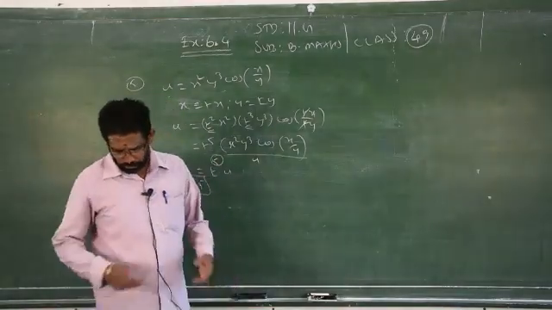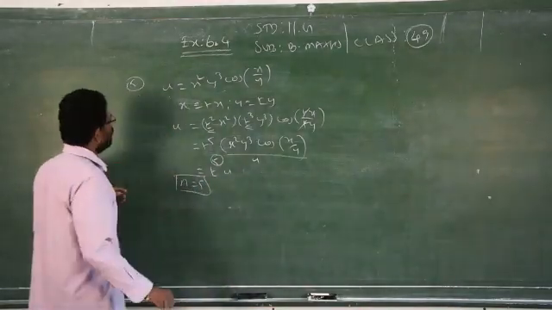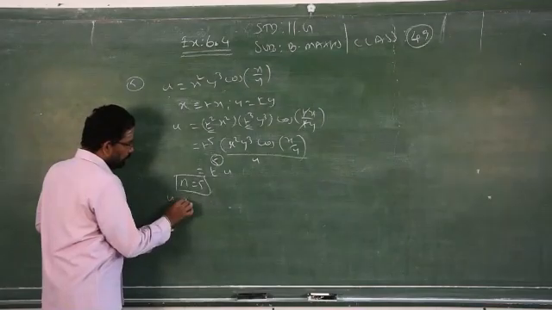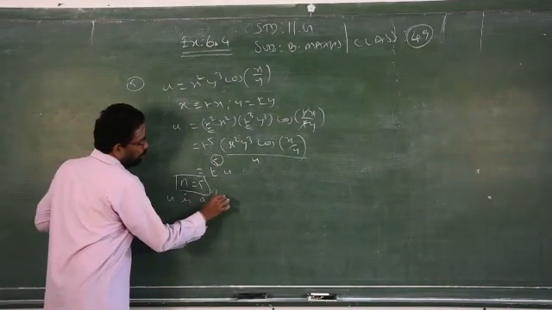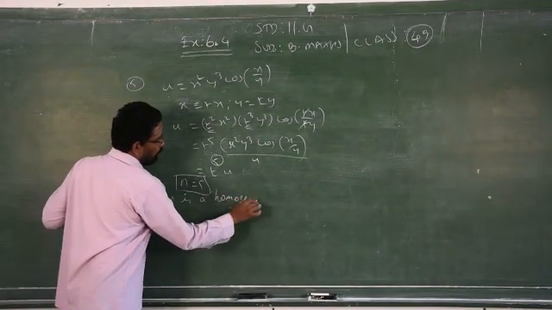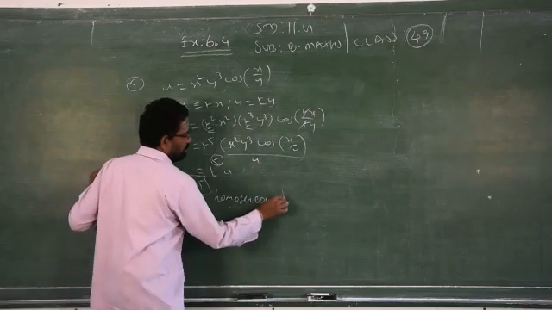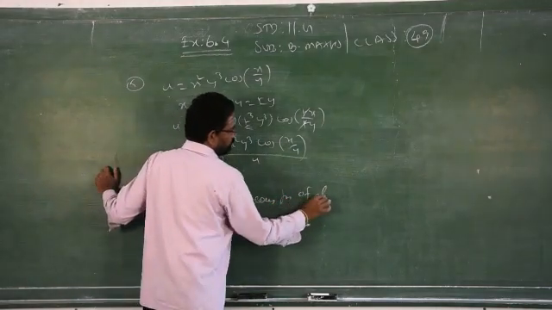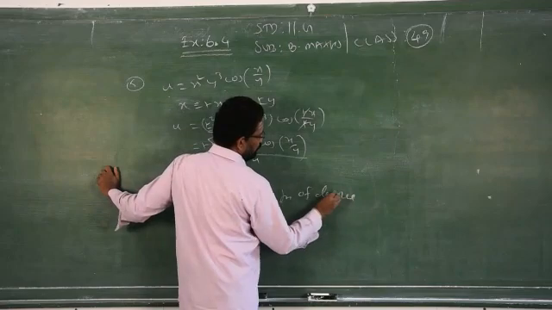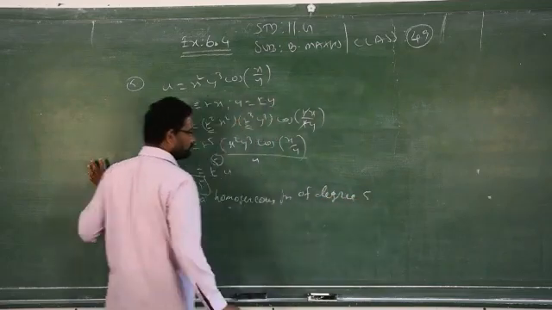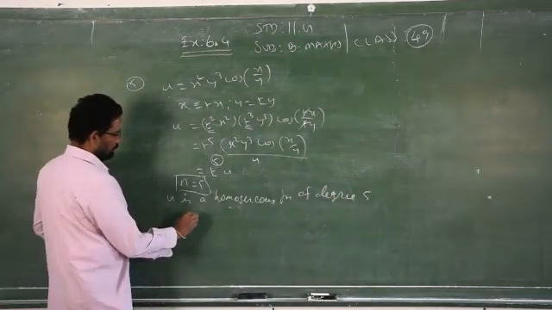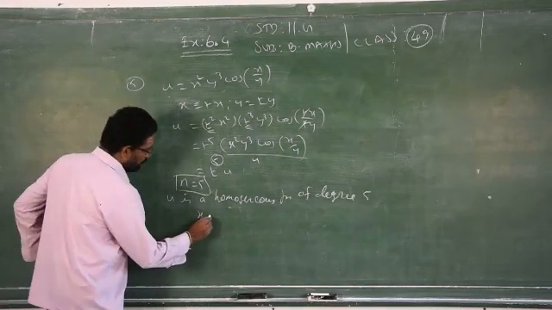So now you have to use Euler's theorem. Now you have to say that u is a homogeneous function of degree 5. That's all. Formula you have to write.